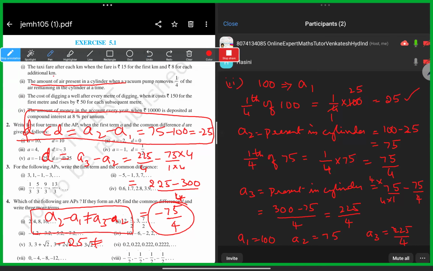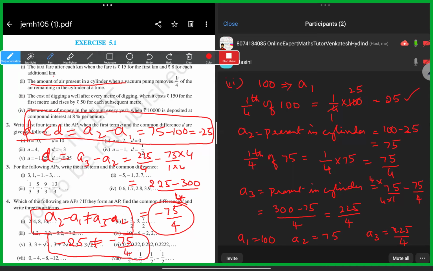Any doubt, Hasni? No, sir. So because of that reason, Hasni, this situation, removing 1/4 of the air at every instant from whatever air is present in the cylinder, is not following an arithmetic progression.